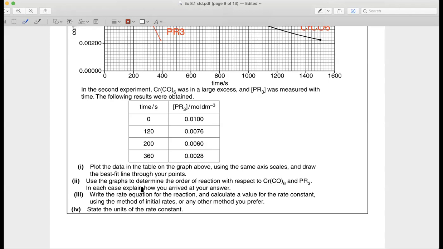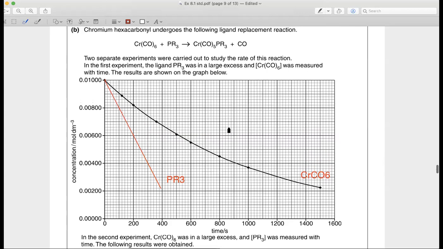Use the graphs to determine the order of a reaction with respect to chromium and phosphorus. Now, this one is easy, I think. From the graph, it's a concentration time graph. You can spot it easily, especially for PR3, because it's a straight line. Does that ring a bell for you? Yes. Yeah, okay. So there's only one order that has a straight line in a concentration time graph. Okay, so that tells you PR3 is 0 order.